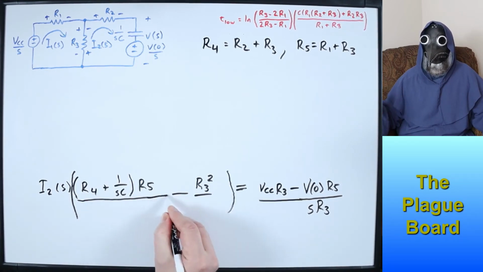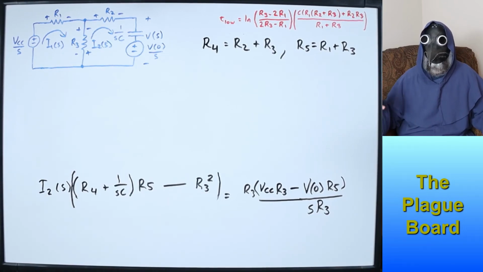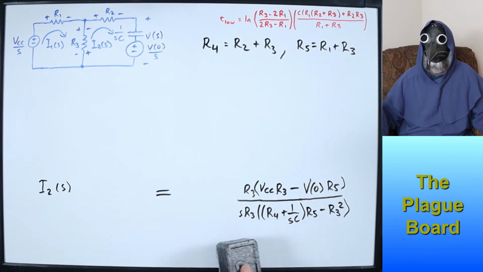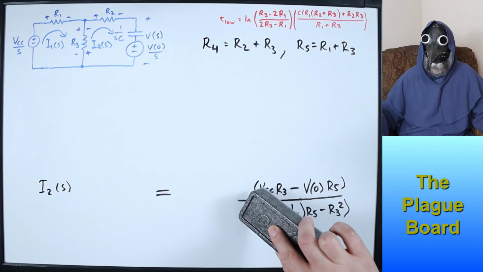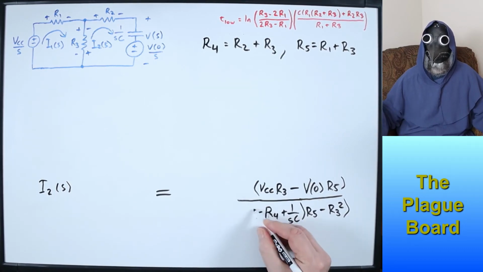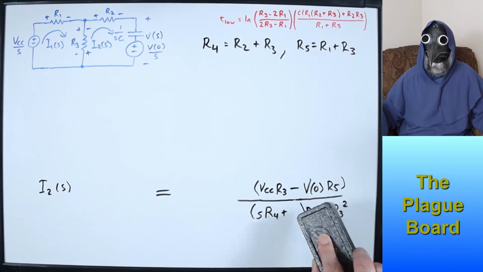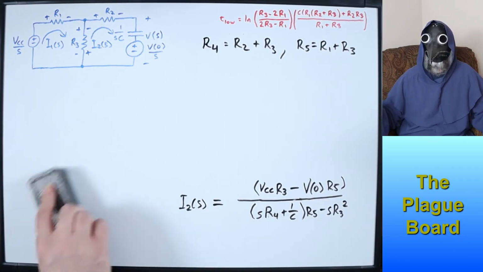I'll add these terms together, then multiply both sides by R3. Next, I'll divide each side by this here. And I'll cancel out R3 since it's in both the numerator and the denominator. I'll multiply S through the denominator and cancel out this S. Now we have a solution for I2 of S.